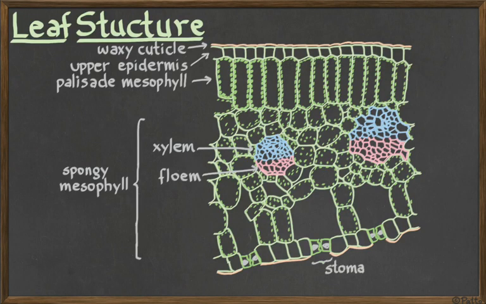Then we have the bottom epidermis, which has a stoma. The stoma are those two cells over there. Each of those two cells is called a guard cell. We are going to see the stoma in detail in a few moments.